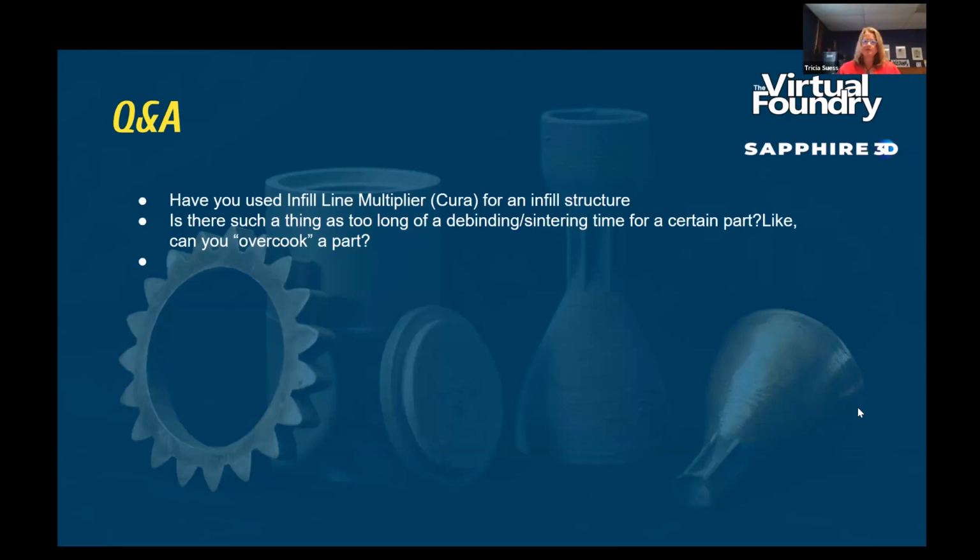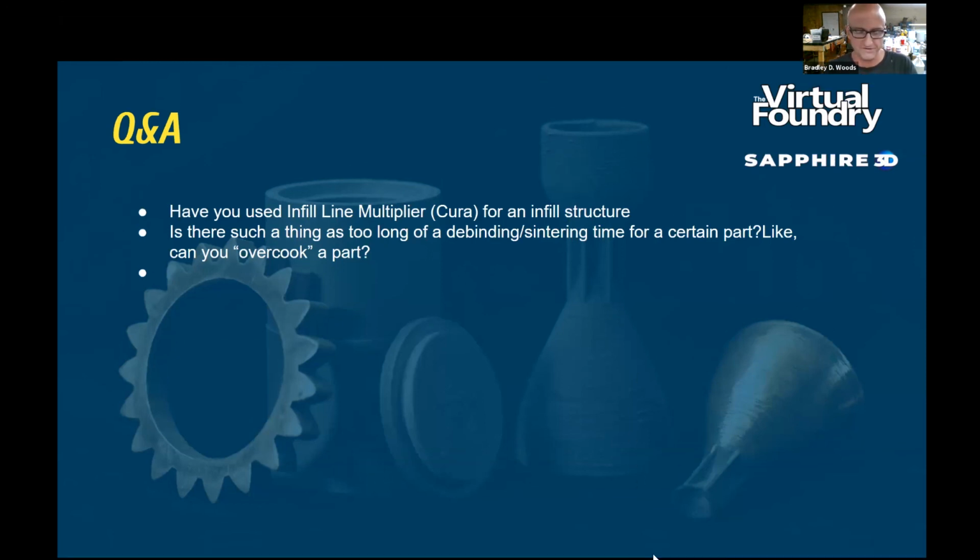Is there such a thing as too long of a debind sinter time for a certain part? Can you overcook a part? What happens then? I happen to have one sitting here. This is a piece of glass that I wanted to see what it would take. This is a piece of sintered glass that is overcooked. It probably got both too hot and sat in there for too long. So it's going to kind of start to melt and turn into a blob, right?